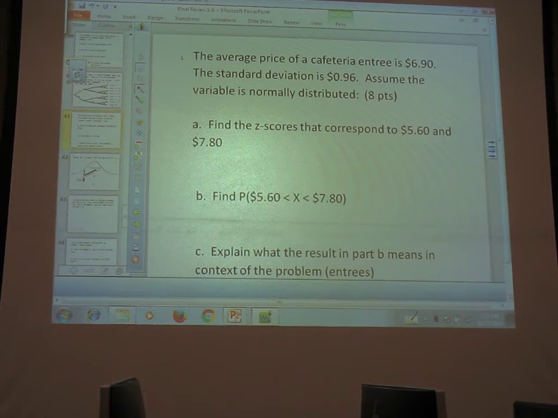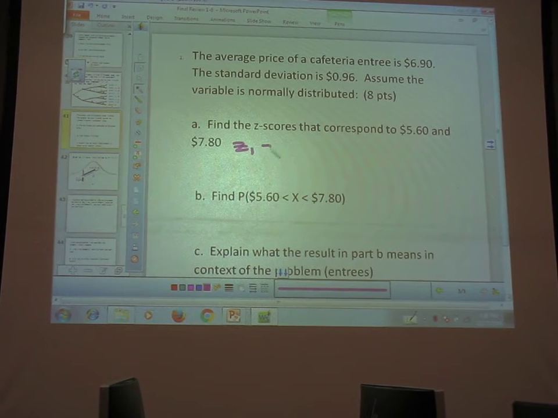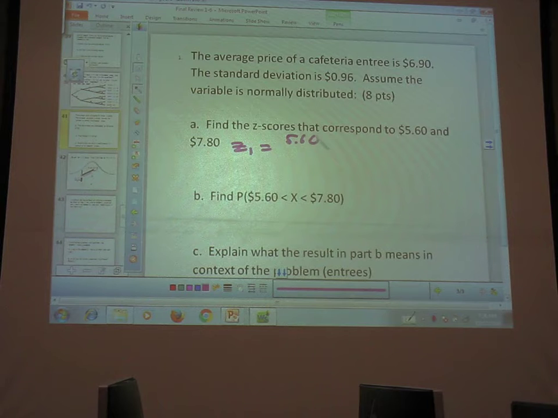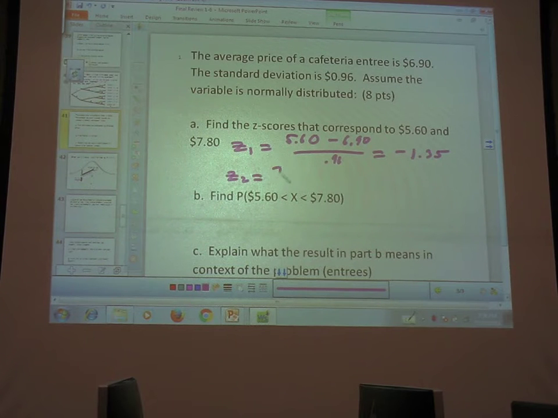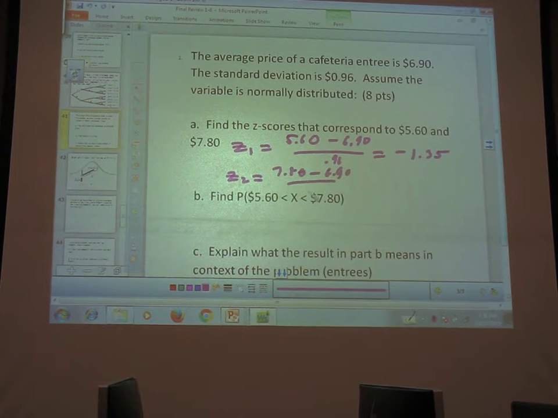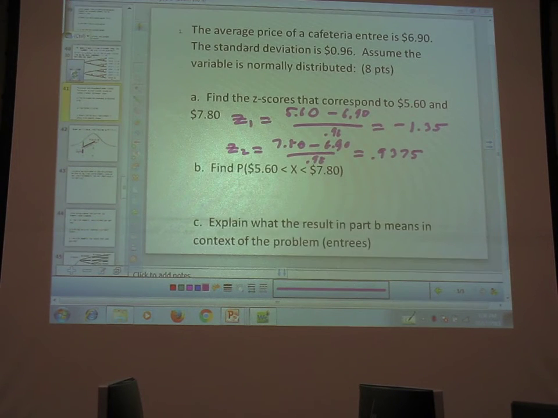Yes. So you did the first z-score, 560 minus 690 divided by 0.96. And you got negative 1.35. Yes. Okay. And then the second one, you did 780 minus 690 over 0.96, and you got 0.9375. Okay, good.